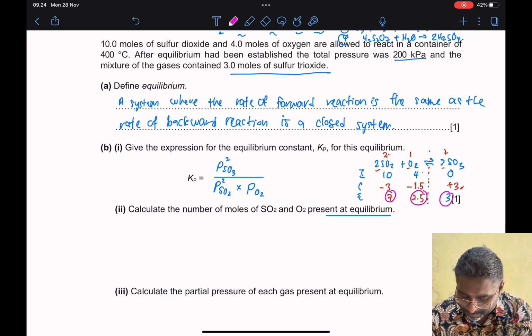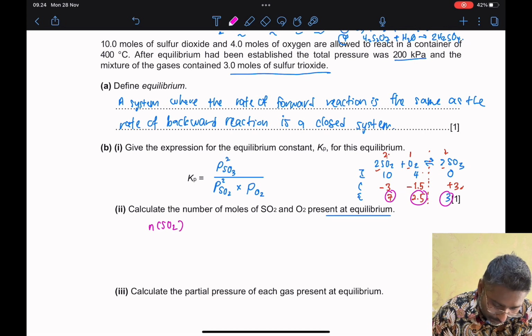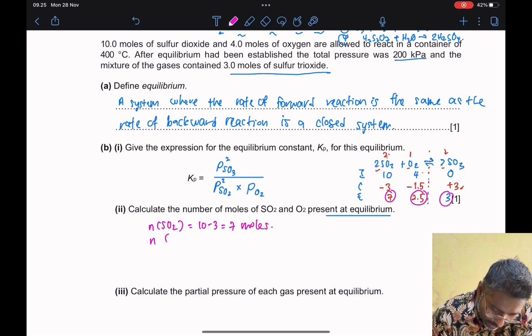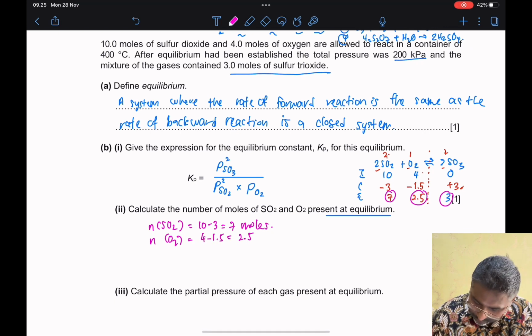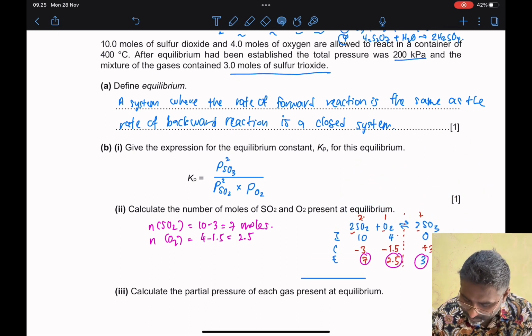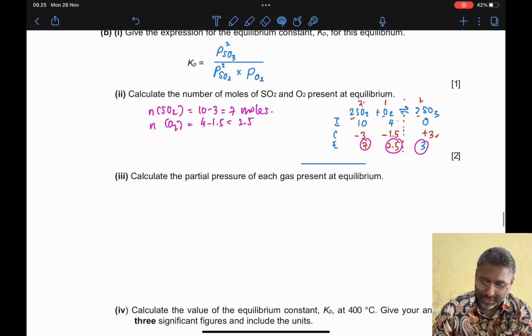Remember, we will use partial pressure, but now they say calculate the number of moles of SO2 and O2 at equilibrium. The number of moles of SO2 at equilibrium is 10 minus 3, which is 7 moles. The number of moles of O2 equals 4 minus 1.5, which is 2.5. This is our working.